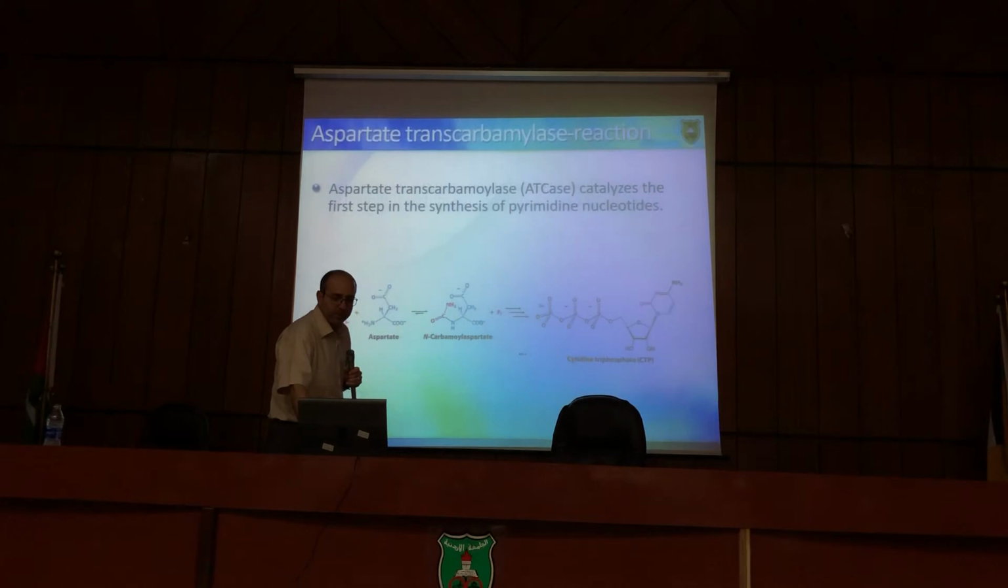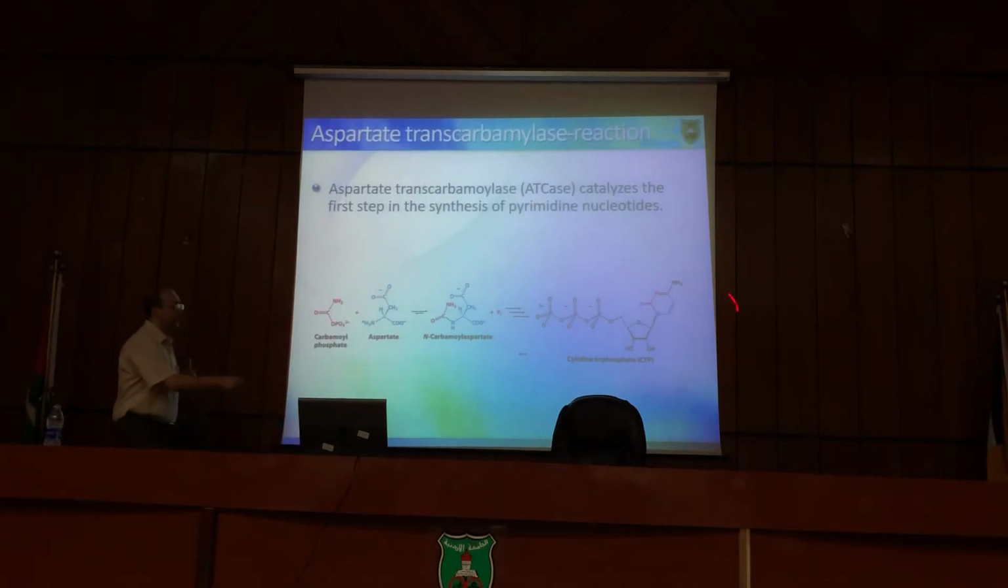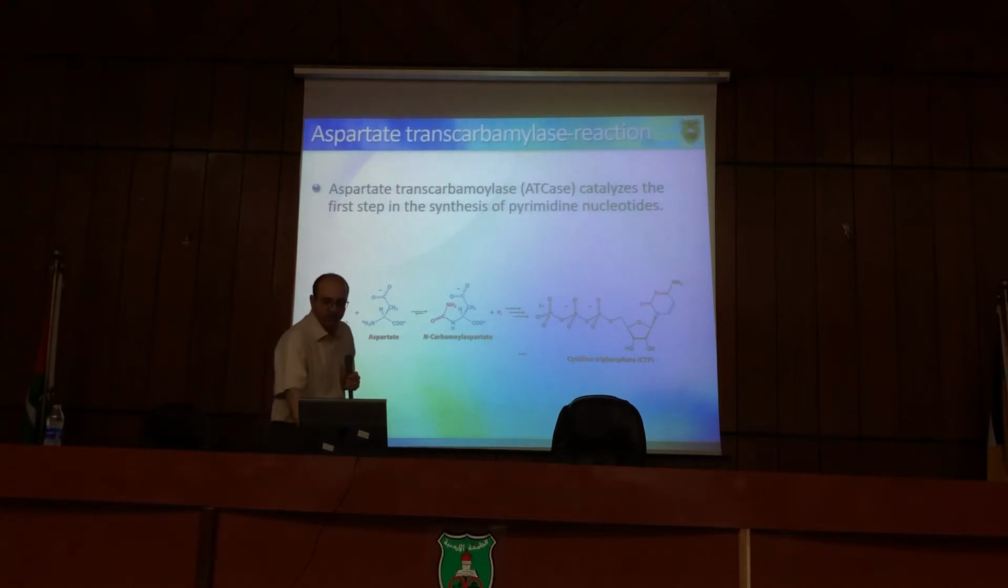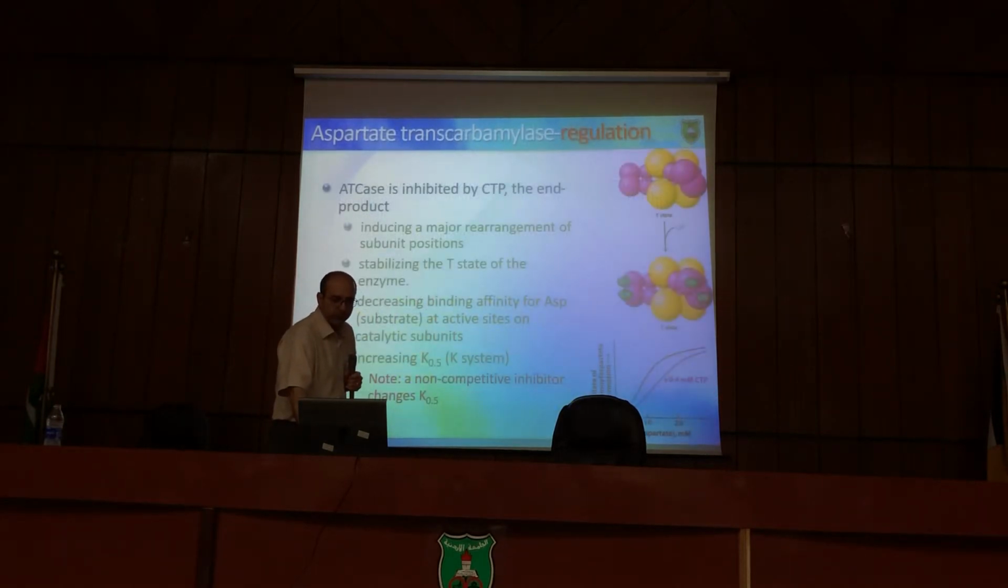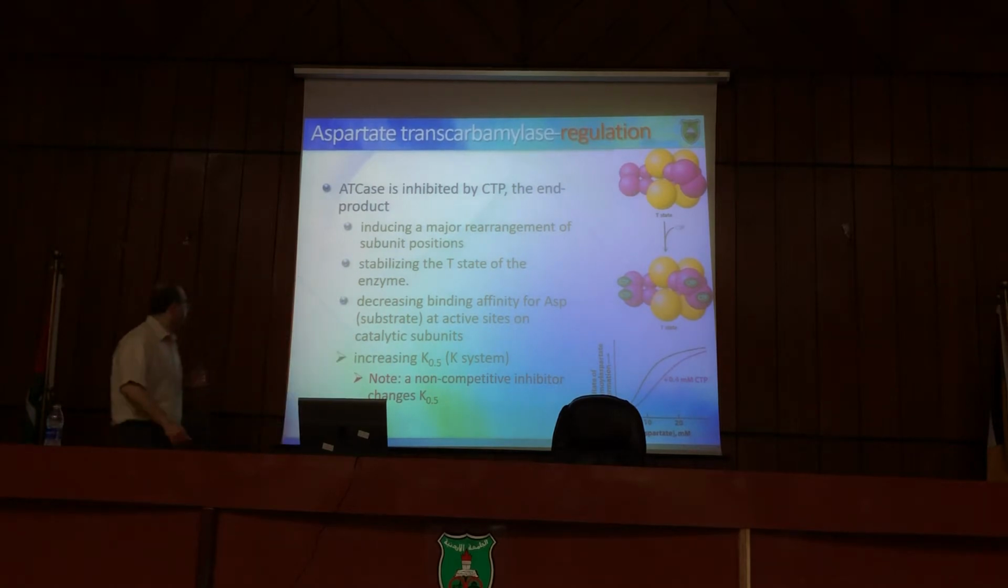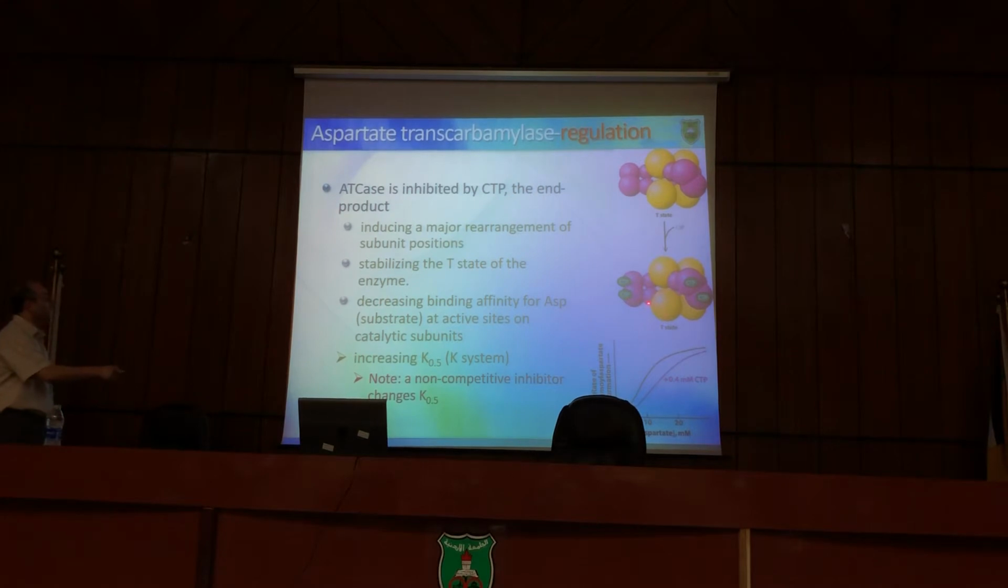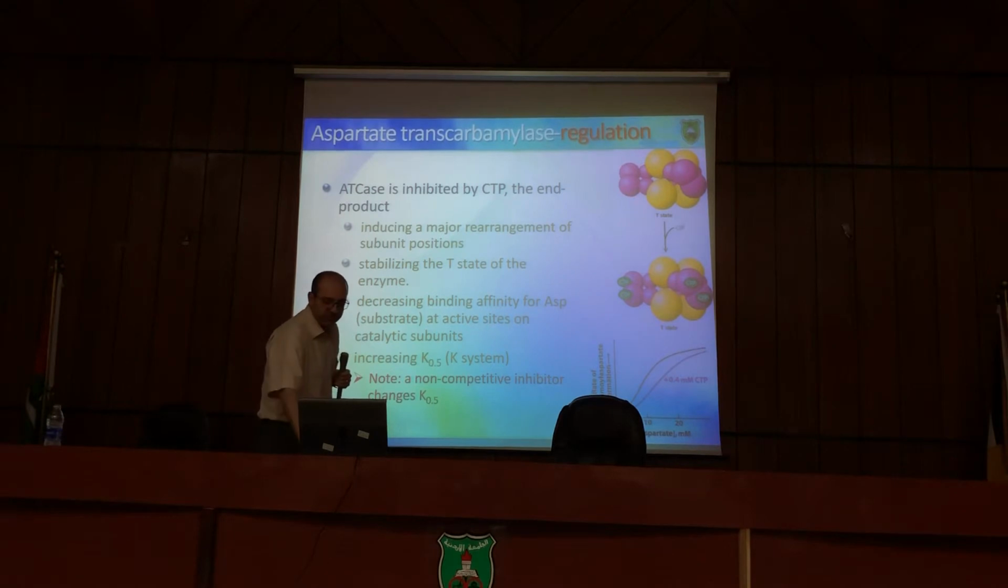So if you go back to that reaction, the final product is CTP. What CTP does is that it comes back and binds to that enzyme, the ATCase enzyme. It binds to the regulatory sites. So CTP will bind to the regulatory site, stabilizing the T state of that enzyme, making it less active. So it decreases binding affinity for the substrate, for aspartate.